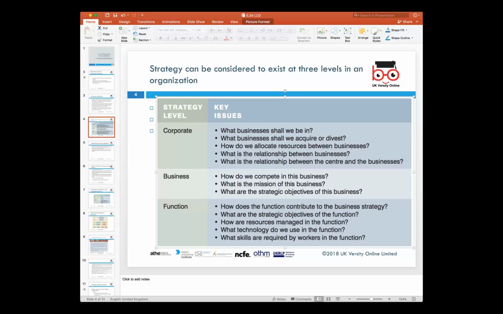So when we look at it from a pyramid point of view, the corporate will be on the top, and the business will be in the middle, and the functional will be the bottom portion of the pyramid, which is the biggest, because most of the operational strategy would involve a large number of people working within the organization, a lot of resources being used to produce goods and services, and that is when we look at a change being implemented.